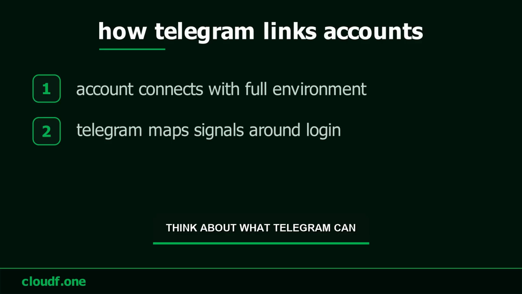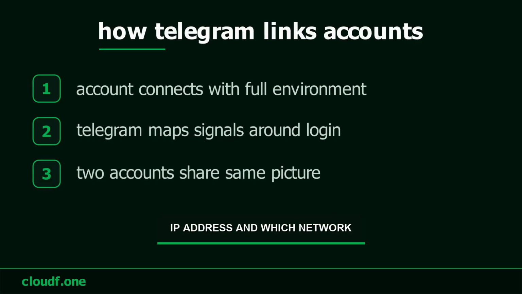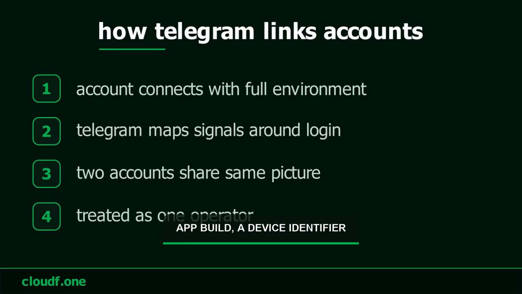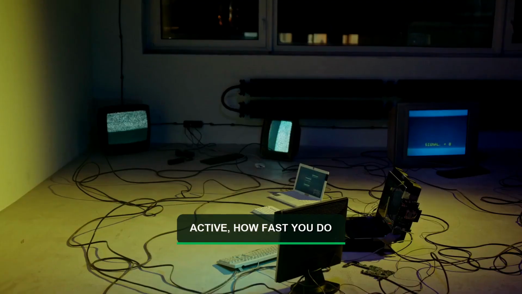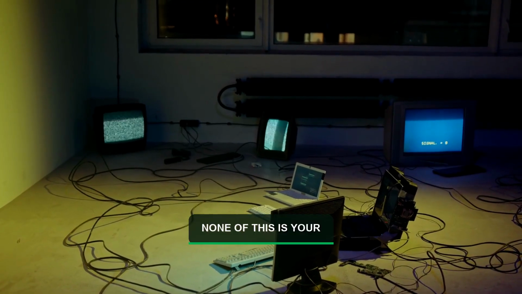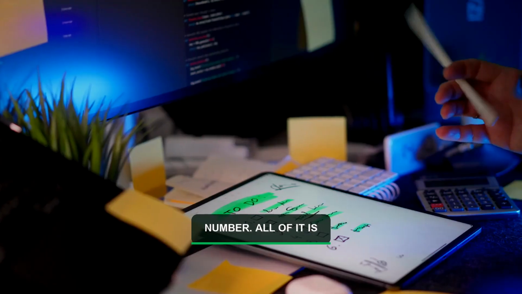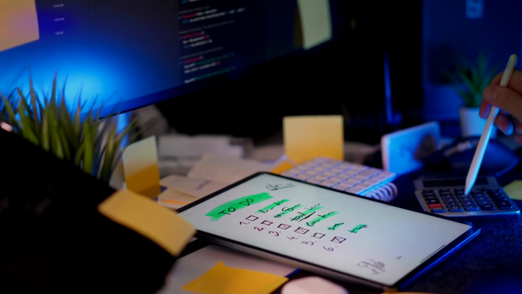Think about what Telegram can actually see when an account connects. It sees the IP address and which network that IP belongs to. It sees the device, the model, the OS version, the app build, a device identifier baked into the system. It sees timing, when you log in, when you go active, how fast you do things. None of this is your number. All of it is the environment the number lives in.